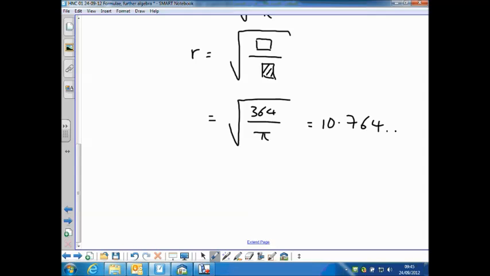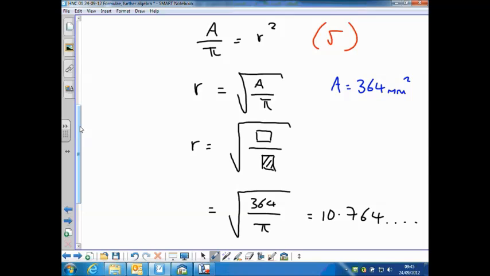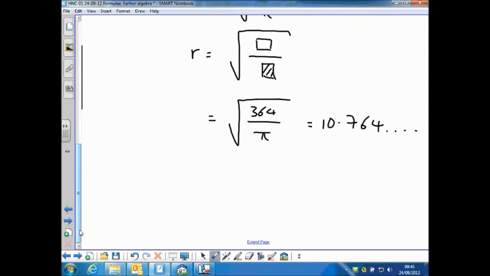And you get 10.764. Presumably a few more decimal places, but you're now going to round it to how many significant figures? Well, 3 is appropriate, Tyler. You've got 3 there, haven't you? Okay, 3 or 4. So what would it be to 3? 10.8. It's a radius, so it's measured in millimeters. And what goes at the end?